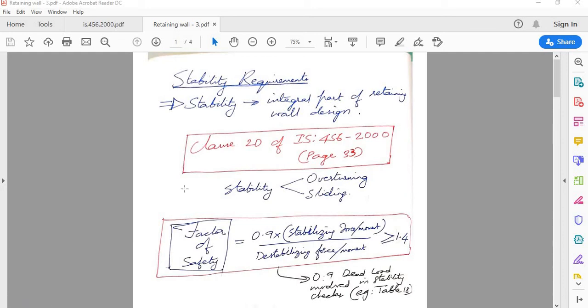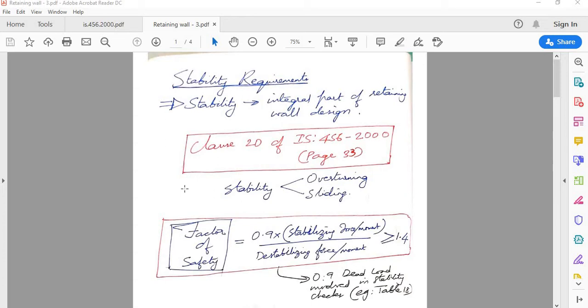Hello class, so this is going to be my first lecture as a proper video lecture. Till now we were doing audio lecture plus handwritten notes in tandem. Today we will be discussing the stability requirements of retaining wall.